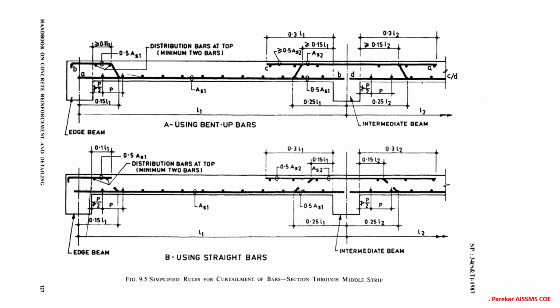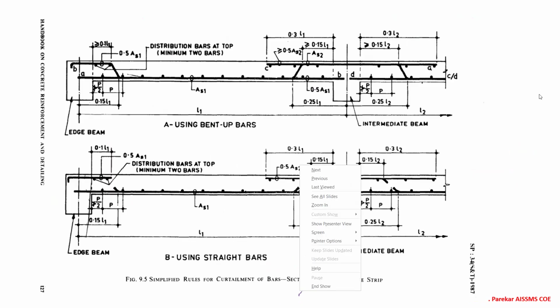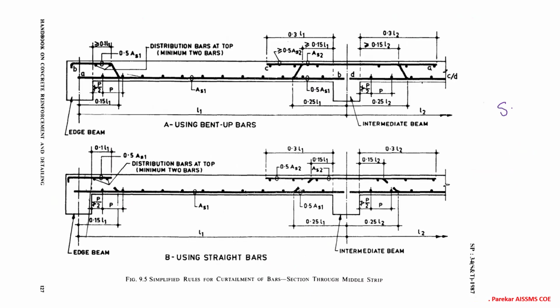Then we can see this is continuous, so that is mentioned over here. Keep in mind, all these are drawn in the same fashion. Now these are given in SP34. In the same way, at the continuous edge, we have curtailed at 0.25 L1. On this side, we have span as L2, so we have curtailed at 0.25 L2.